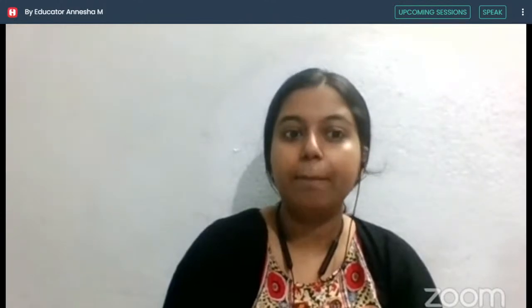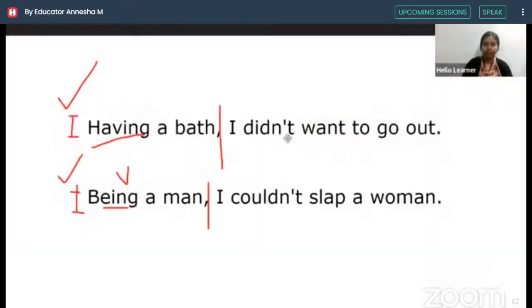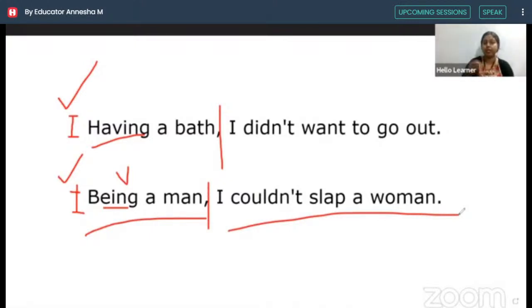Ma'am, the meaning of the second sentence? I never saw any sentence starting with a verb. Yes, Karthik, please explain. Okay, I'll tell you. Being a man, I couldn't slap a woman. मतलब एक मर्द होने के नाते या मर्द होने के वजह से मैं किसी औरत पर हाथ नहीं उठा सकता, या मैं नहीं उठा पाया. Okay, Abhay.